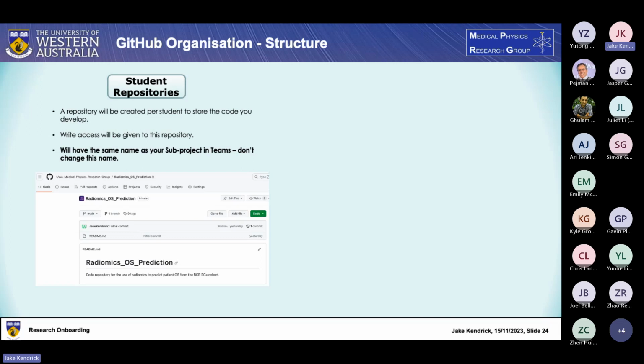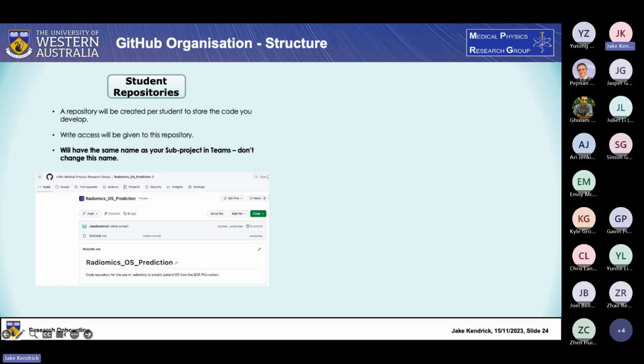So you'll have a repository created for you per student to store the code that you develop as part of your postgraduate studies. So you'll have write access to this repository, which means you can add code freely, subtract code freely. You can delete the repository, although I wouldn't recommend doing that. This is your own repository and this is where you're expected to store the code you develop during your studies.